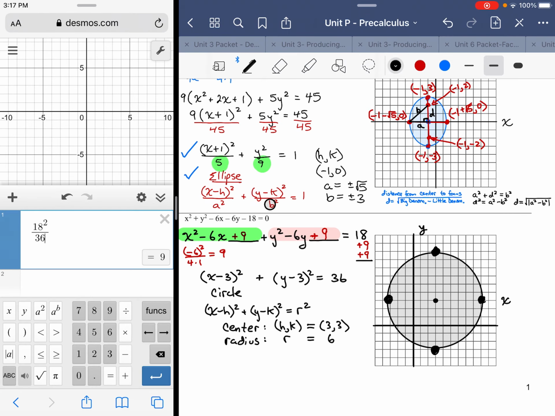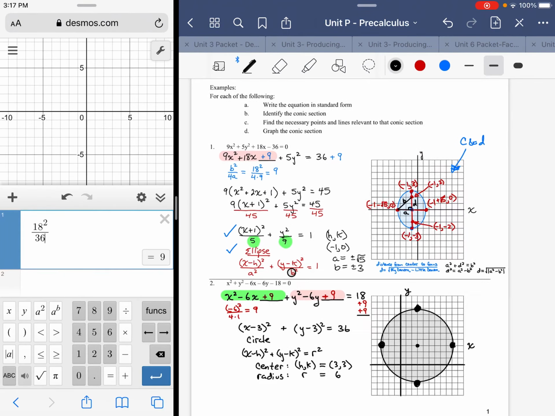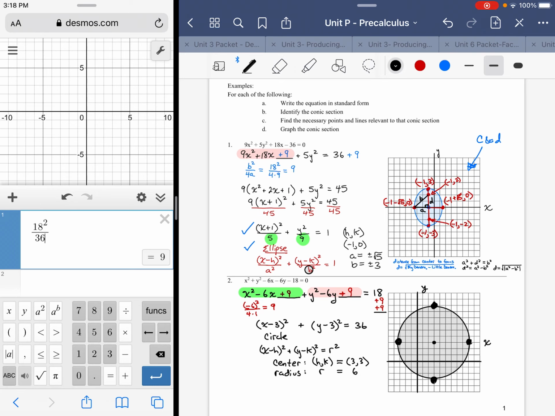so we got what we need. So we've hit 2 out of the 4 conic sections. We hit the ellipse and we hit the circle. So on the next page, or the next pages, we will tackle the parabola and the hyperbola.